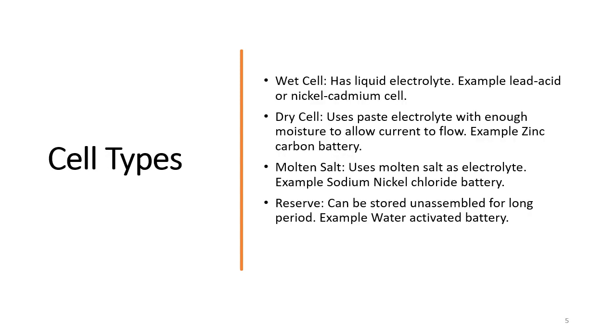Some of the types of cells are as defined in this slide. Wet cell. A wet cell has a liquid electrolyte and can be a chargeable or rechargeable type. These batteries are generally used in automobiles and for standby applications. Typically nickel cadmium or lead acid batteries fall in this category.